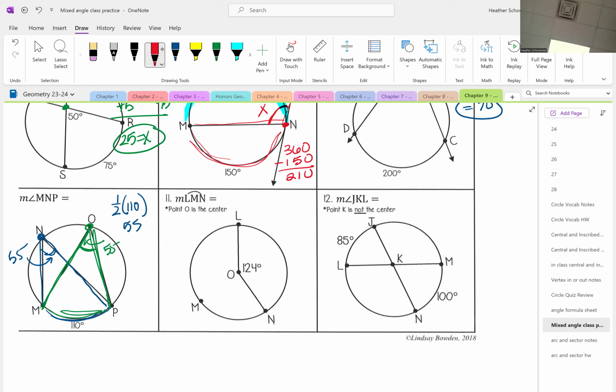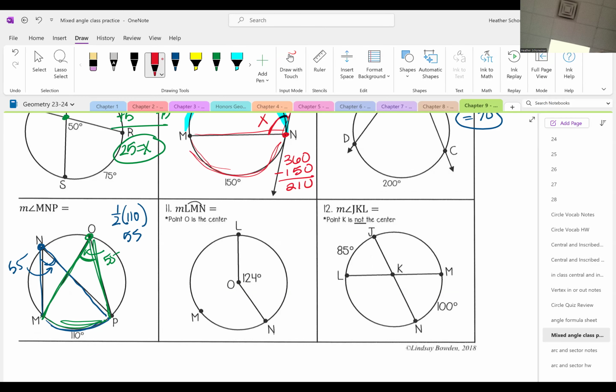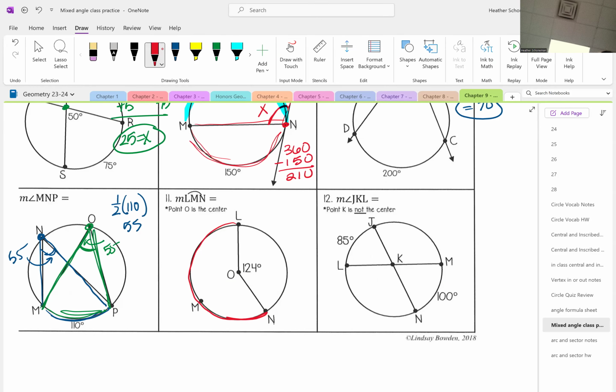Okay, arc LMN. So this arc right here, because when it's 3 letters, we start at L, go through M, and end at N. So LMN. Well, if this angle here is a central angle, then it's 124. Then this has to be 124, which is the other portion of the circle. So to find what's remaining, I can do 360 minus 124. And 360 minus 124 gives me 236 for this portion over here.